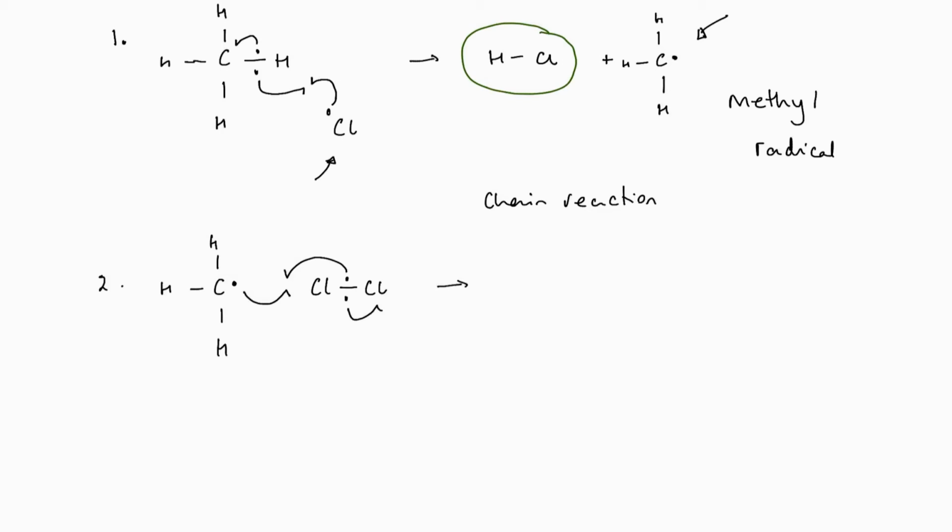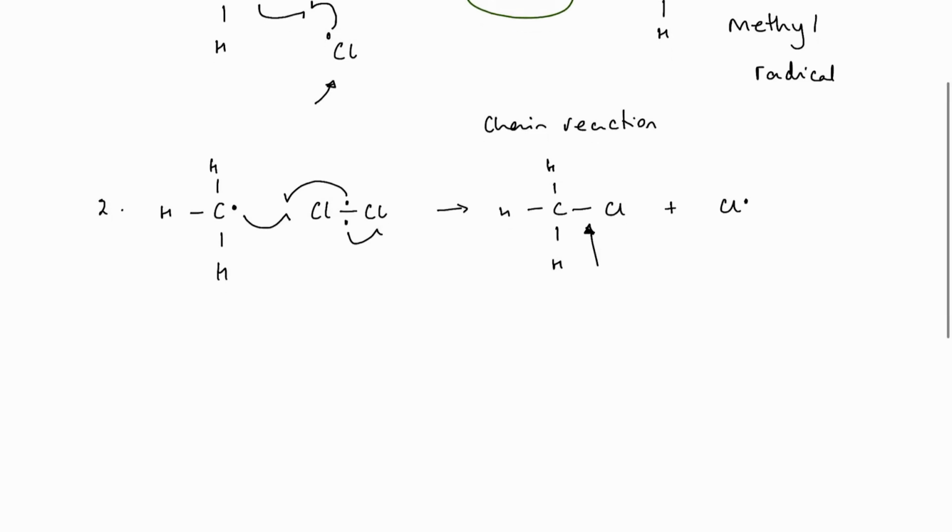The chain reaction continues. So we have here our chloromethane and the chlorine radical, and around we go. So again, this is an exothermic reaction because this carbon-chlorine bond is considerably stronger than the chlorine-chlorine bond we've just broken.